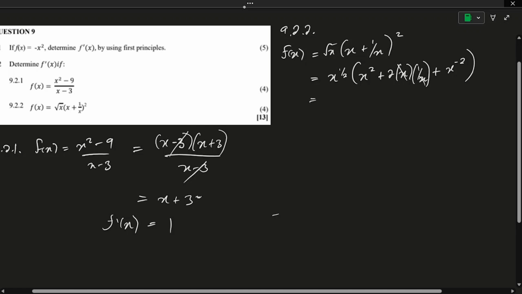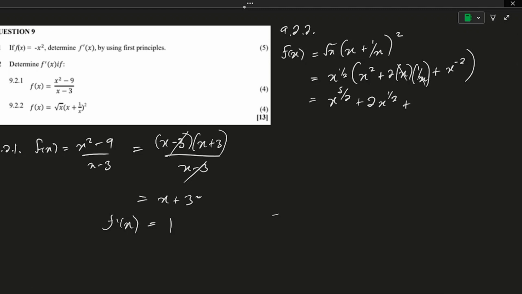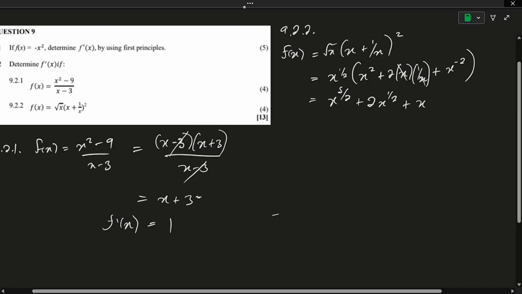This is the same as x to the power of half times x to the power of 2. This is the same as 2 plus 1 over 2. That is 5 over 2. So we have x to the power of 5 over 2, plus 2 multiplied by x to the power of 1 over 2, plus x to the power of negative 2 plus 1 over 2. This is negative 2 plus 1 over 2, which is the same as x to the power of negative 3 over 2.